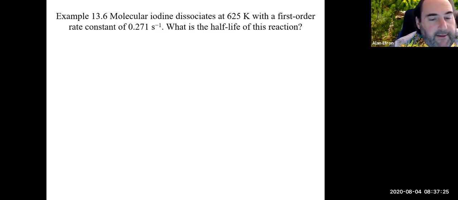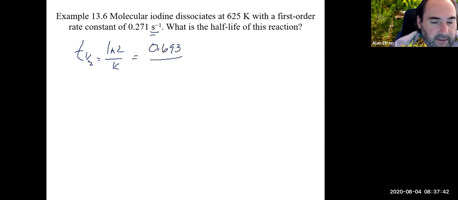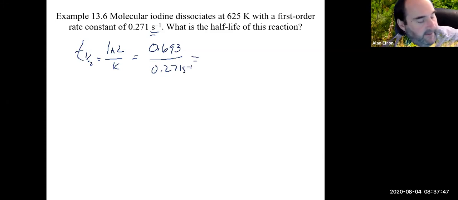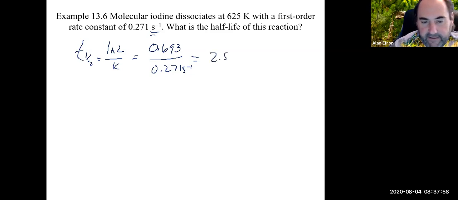Okay, so on this one, we're looking for the half-life, and looking at that rate constant, the units tell us we want to use the half-life equation for first order, which is the natural log of 2 over k. That's 0.693 divided by 0.271 reciprocal seconds. If we do that, it looks like 2.56 seconds. Again, these seconds go to the top when you divide, and that's how we get back to seconds.